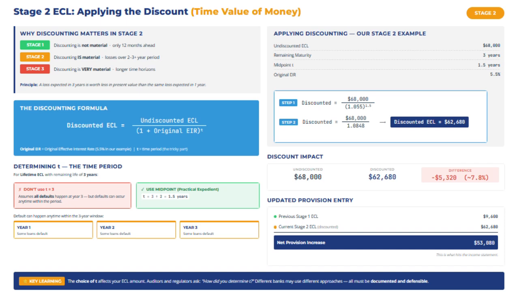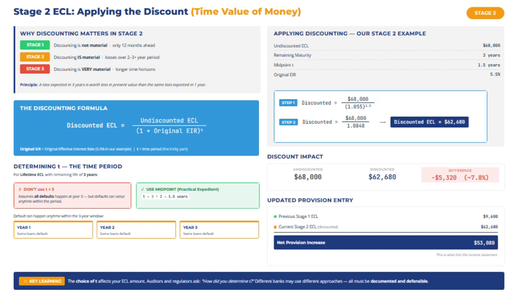So the principle is simple. A dollar of loss expected in 3 years is worth less in present value terms than a dollar of loss expected in 1 year. So the discounting formula equals the undiscounted ECL divided by 1 plus the original EIR raised to the power of t, where t is the time period in years.